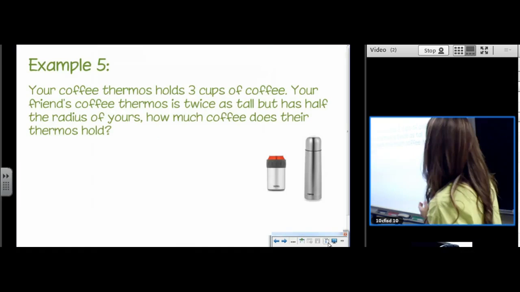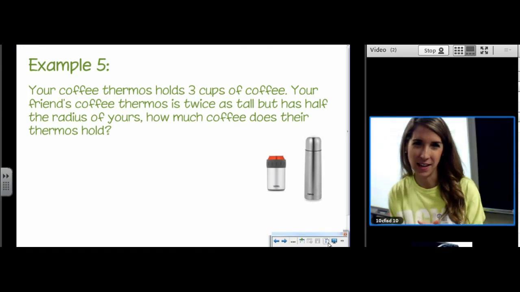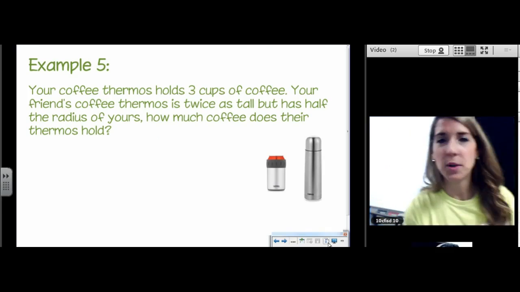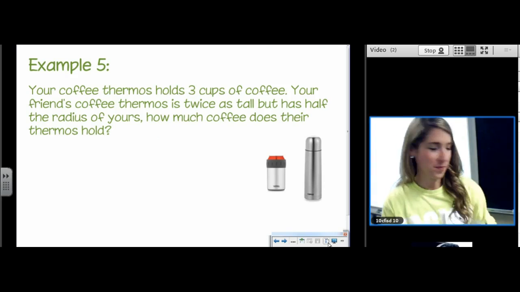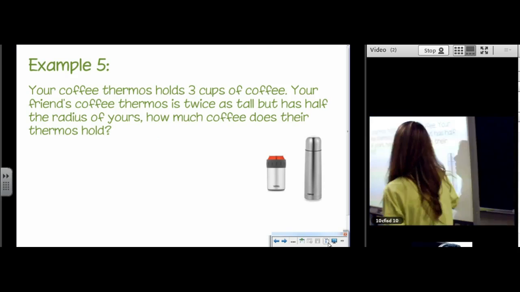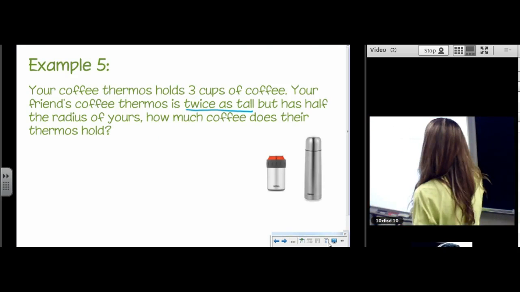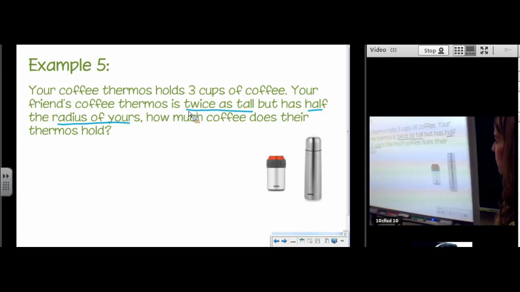Okay, last one of the day. Your coffee thermos holds 3 cups of coffee. You probably don't drink coffee yet a whole lot, so pretend it's your water thermos. Your water thermos holds 3 cups of water. Your friend's water thermos is twice as tall, but has half of the radius of yours. How much coffee does their thermos hold?